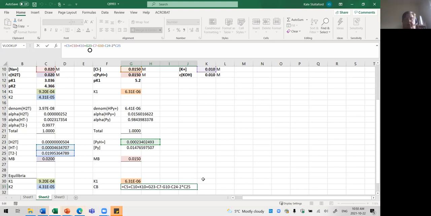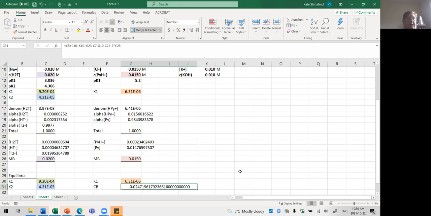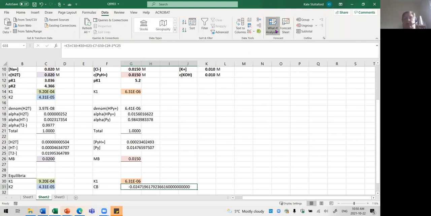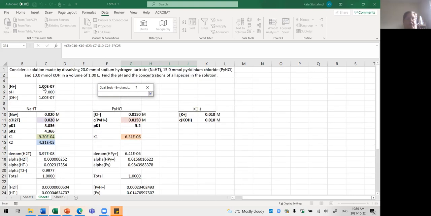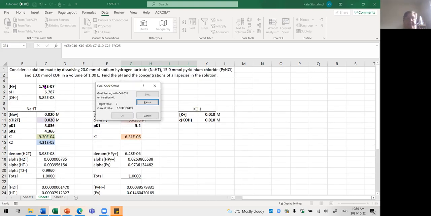Everything else is singly charged, so that's straightforward. Okay, so if we took all the cations and subtracted all the anions, the result should be 0. This is not 0. This is negative 0.02 molar. So this is where we use the Goal Seek. So data, what if, goal seek. Our set cell is where our charge balance is. Our to value is zero. We want it to be equal to zero. And by changing cell, we're going to change the H plus.